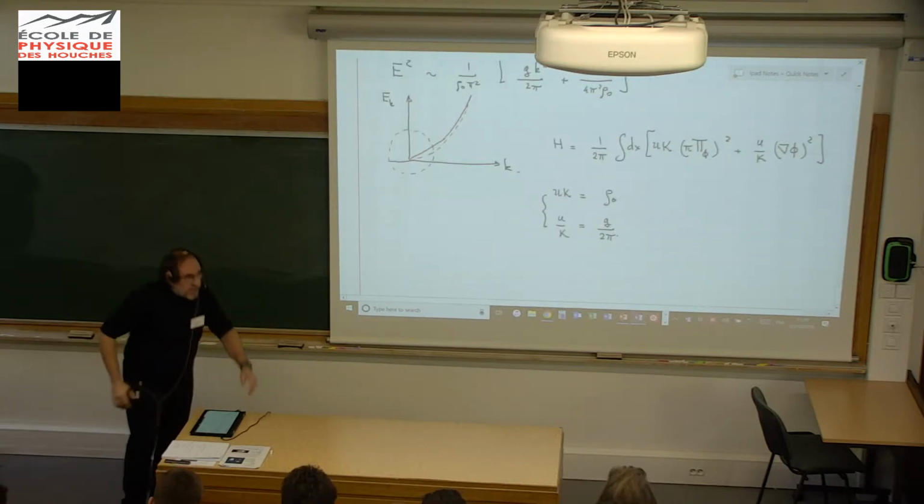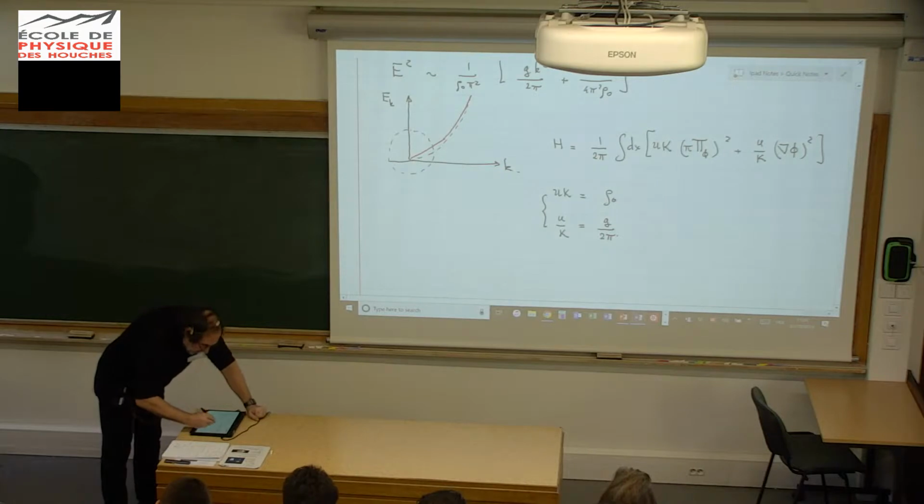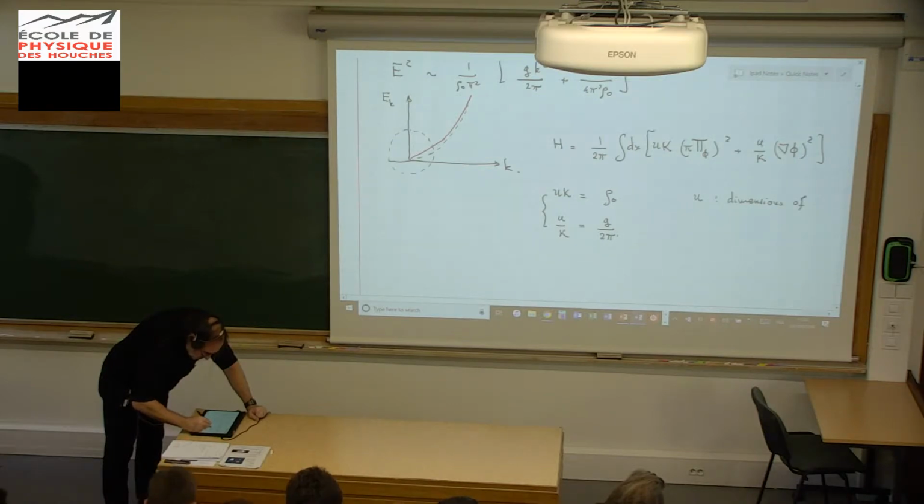Why do I parameterize them that way? Because you can check that u has the dimensions of a velocity and K is dimensionless.